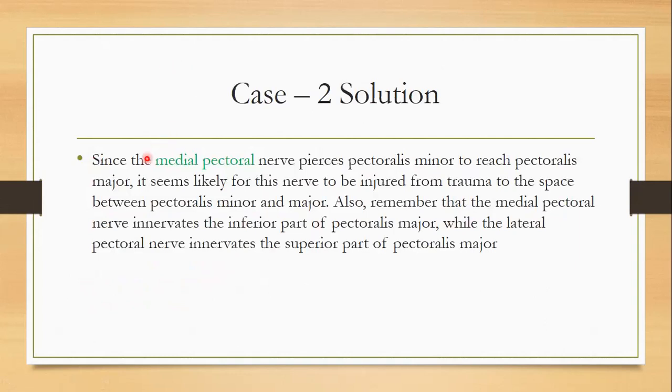Yeah, so let me read this once for you. Since the medial pectoral nerve pierces pectoralis minor to reach pectoralis major, it seems likely for this nerve to be injured from trauma to the space between pectoralis minor and major.